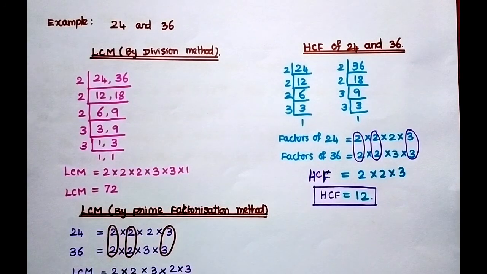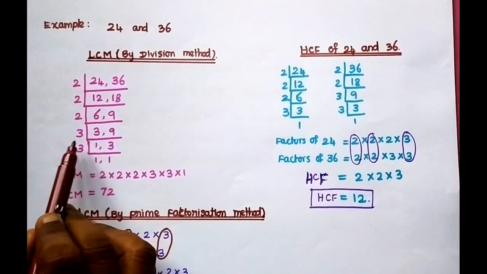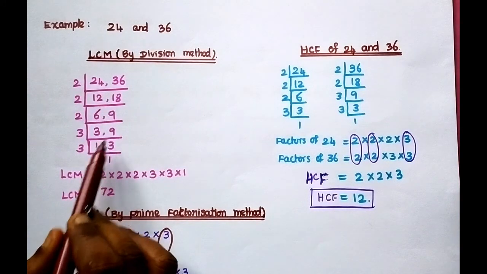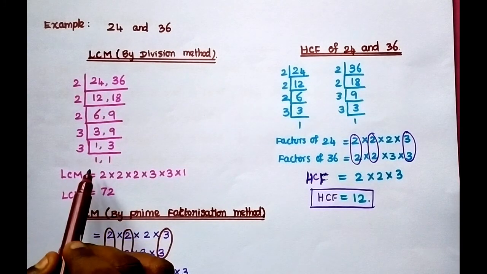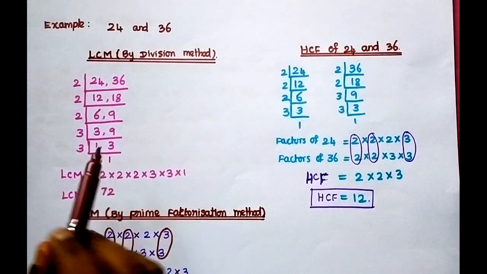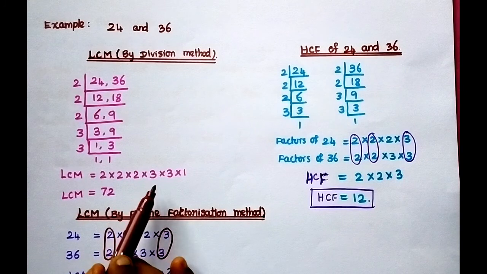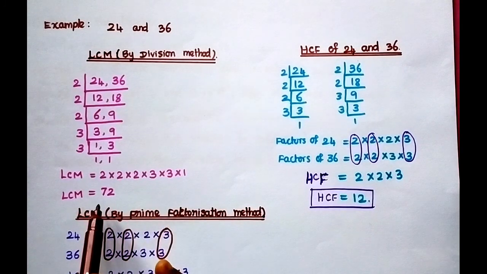And then divided by 3 one time, and 3 3s are 9. So again divided by 3 we get 1, 1. So what are the factors here? 2 into 2 into 2 into 3 into 3. That is 72. That is the LCM.